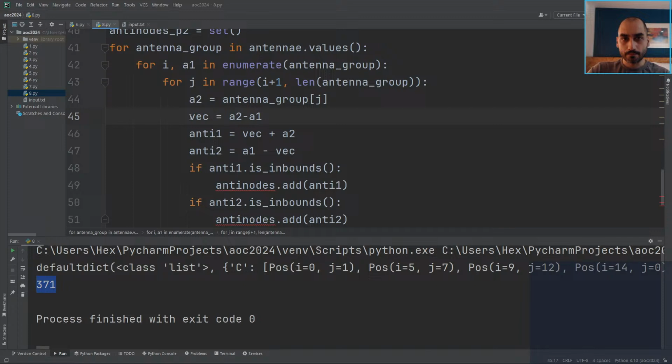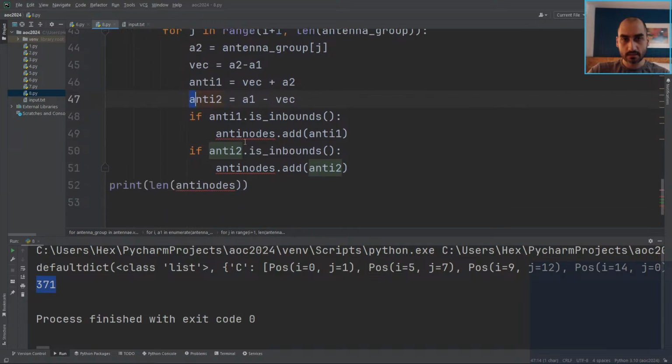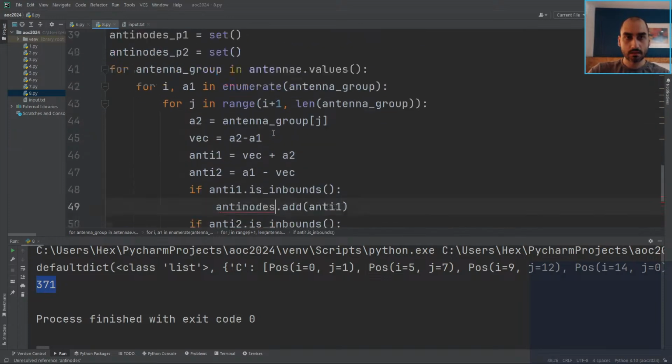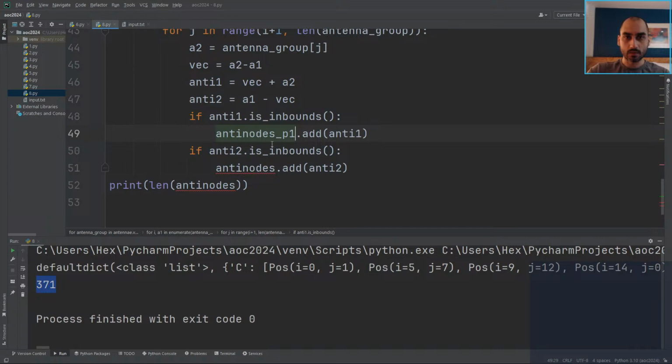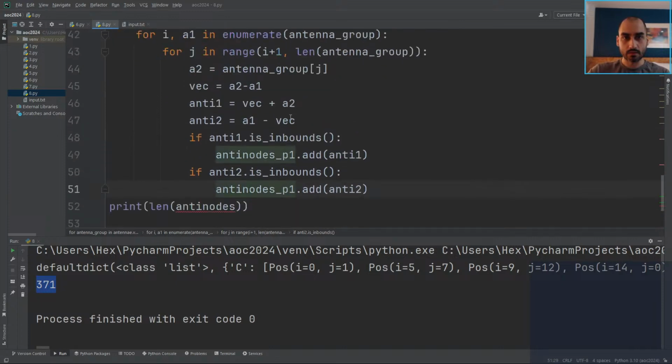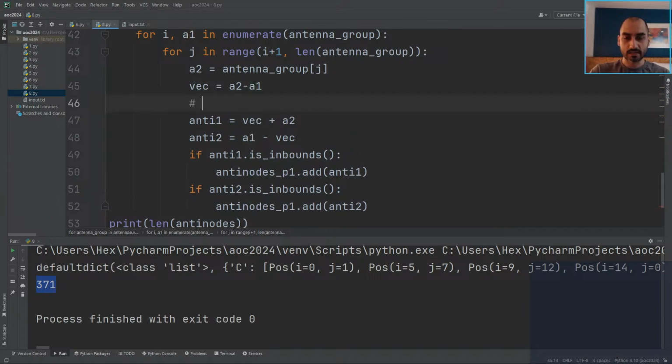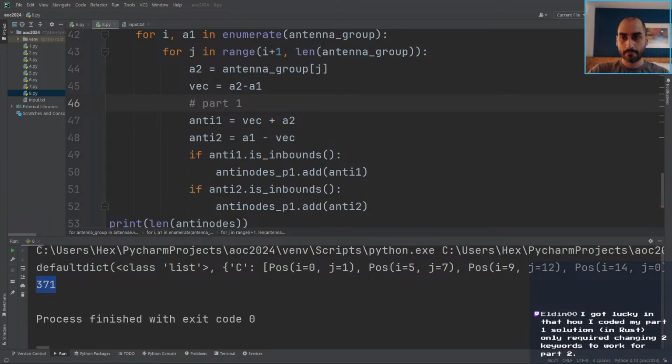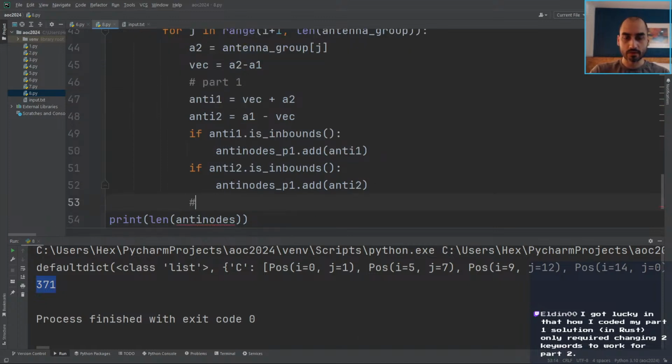Alright, so we get the vec, we do that, we can say P1, alright, so just say that's part 1 stuff. And now look onto part 2.